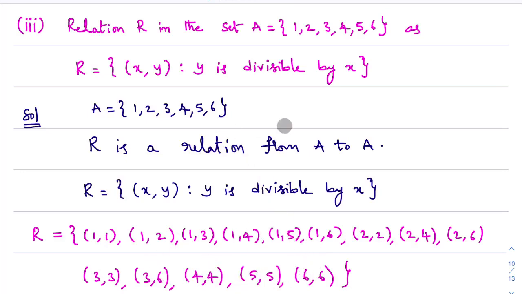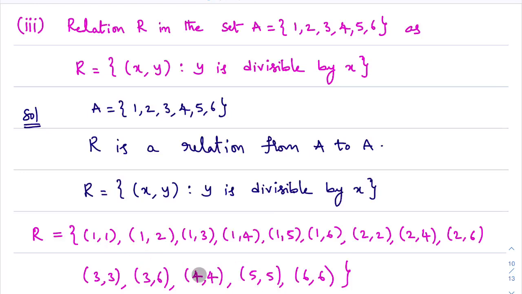I cannot write A cross A here. In the exam you also don't write A cross A. By keeping that A cross A in mind, you can write this easily. However, this problem can be done without writing this relation in roster method. Good. First, however, I have written this relation in roster method.